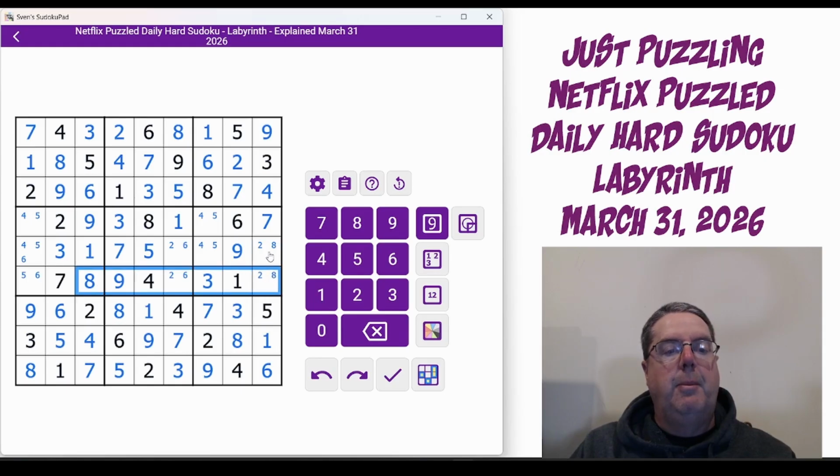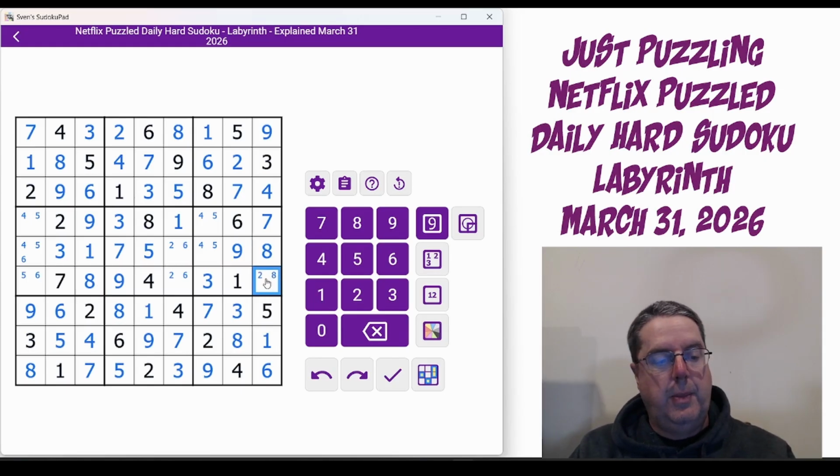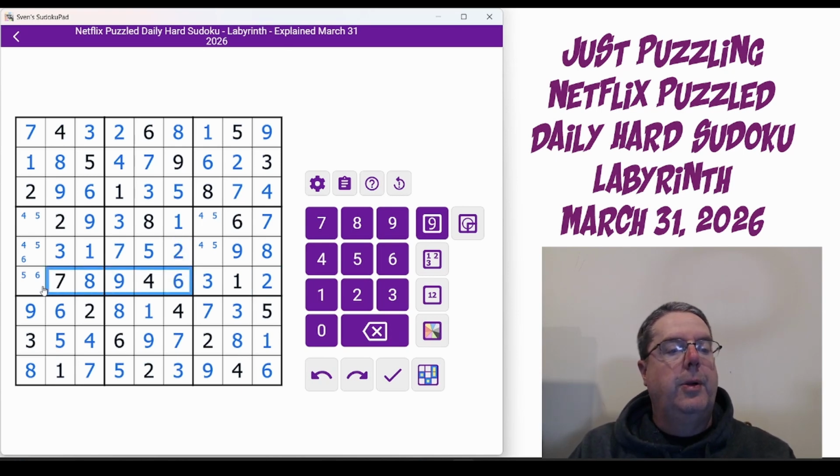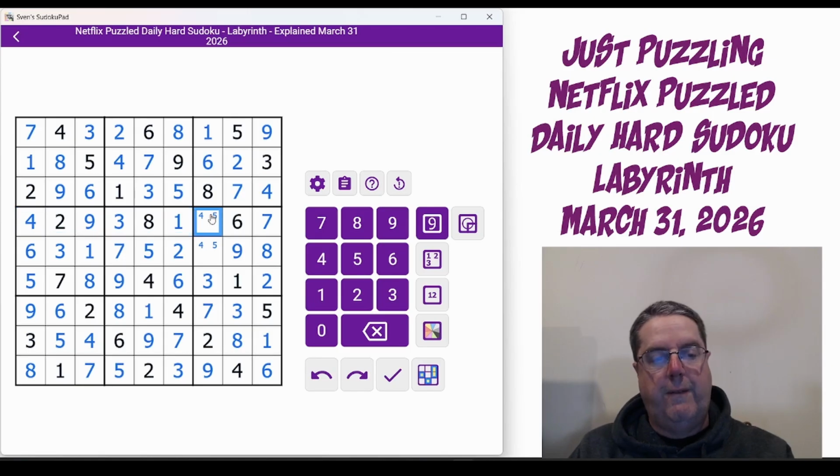Interestingly enough, 8 can't be here, so this is an 8 here, leaving this to be a 2. This can't be a 2, so it must be a 6, leaving this to be a 2 here. 6 comes across here, so this is going to be a 5, leaving this to be a 4 and a 6 here. Coming across here, this can't be a 4, so it must be a 5, leaving this to be a 4 here.